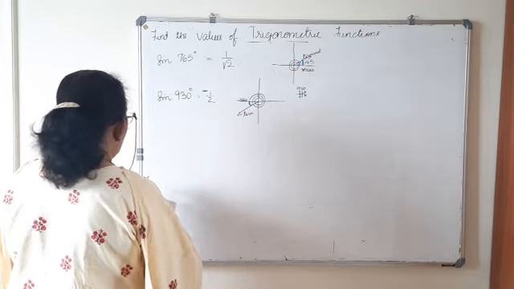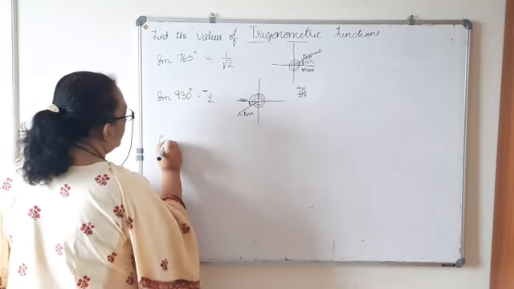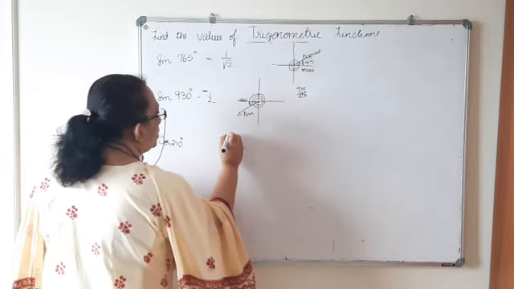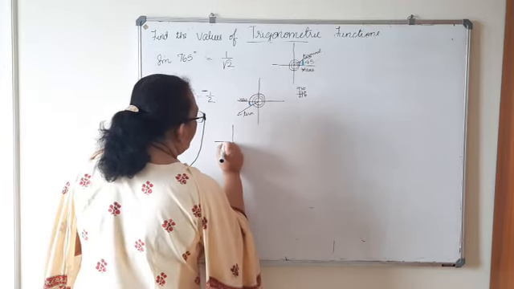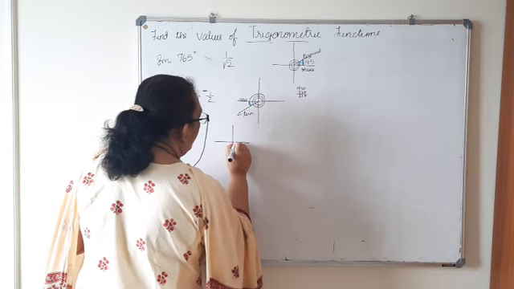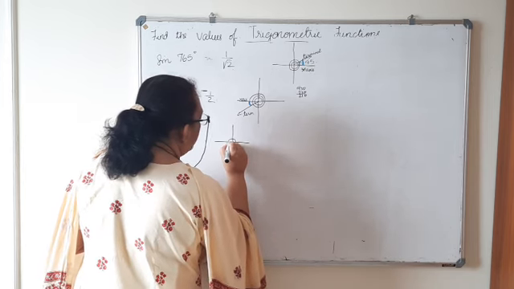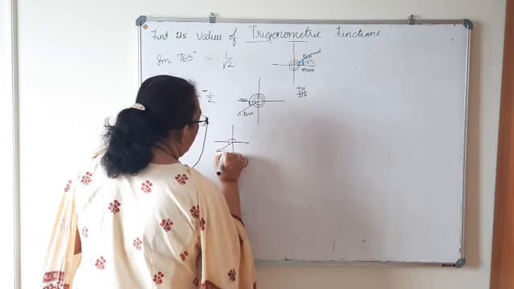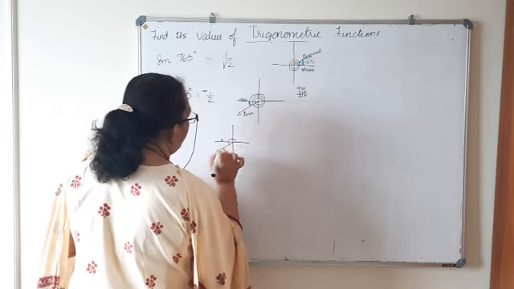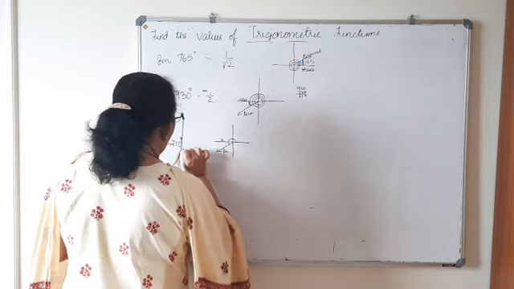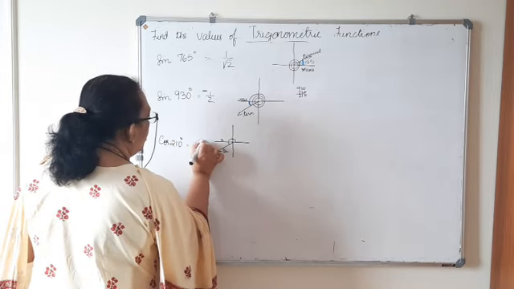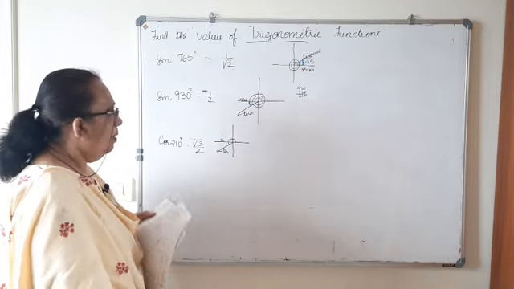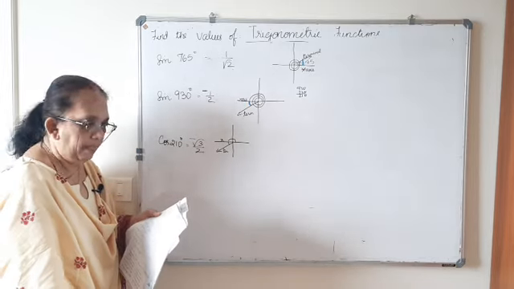Next one, cos 210 degrees. It is positive. So cos 210 means the rotation in the anti-clockwise direction, 180 plus 30. So this is the terminal side, this is the x-axis, 180 plus 30. Cos 30 is equal to root 3 by 2. But it comes in the third quadrant, so it is equal to minus root 3 by 2.